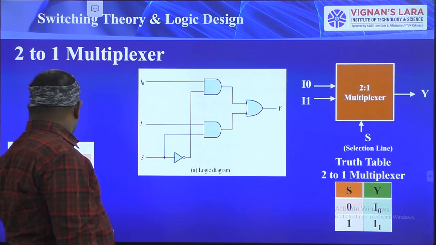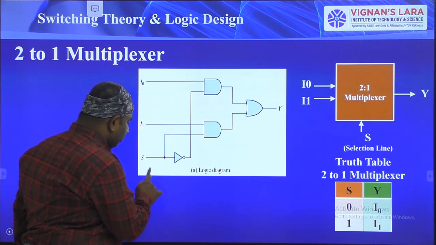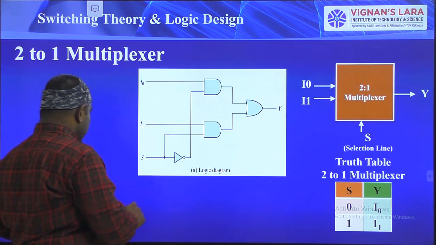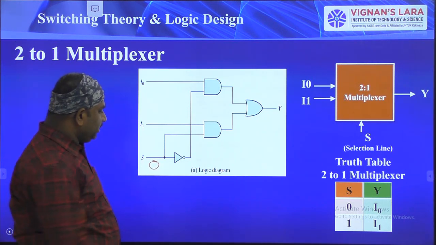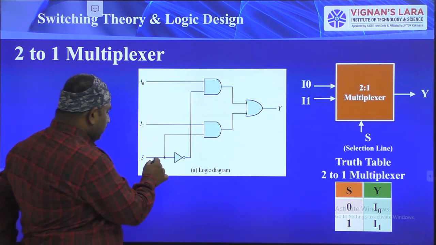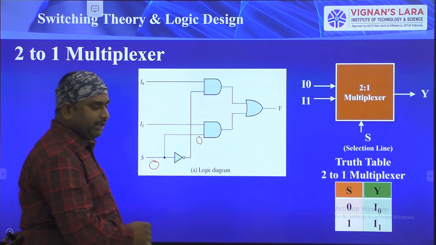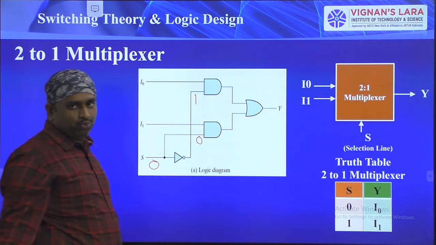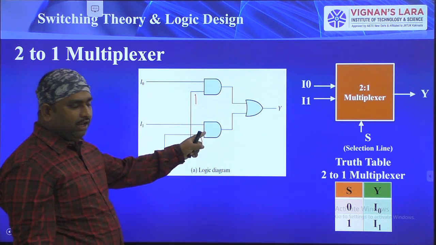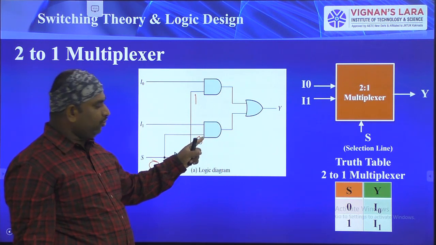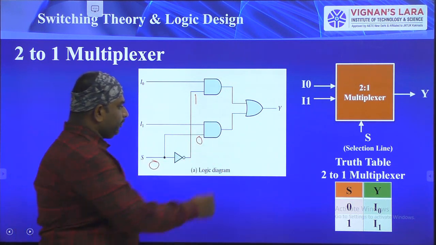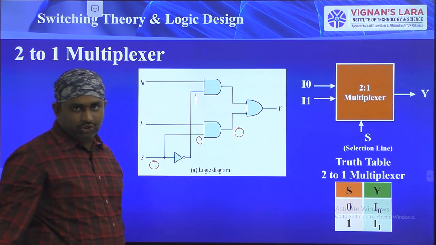So in the same way, if S is equal to 0, then S bar is equal to 1. So S is equal to 0, this 0 goes to here and this value goes to 1. If any of the inputs is equal to 0 for the AND gate, automatically the AND gate output is equal to 0. This is 0.